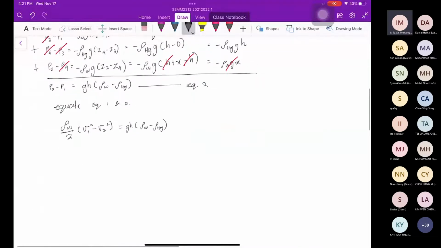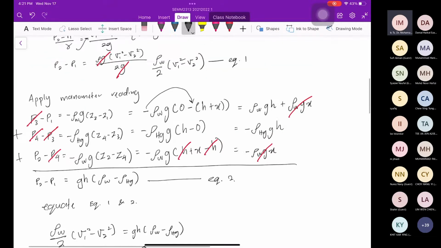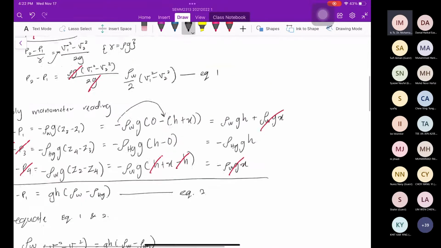Velocity at 1, use the flow rate, Q equal to AV. So in order to get V1 is Q over area 1. In order to get V2, Q over A2. So Q is the same, gallon. Alright, I convert into feet cube per second. 1 gallon is equivalent to 0.13368 cubic feet. Okay, because all this is in feet cube.